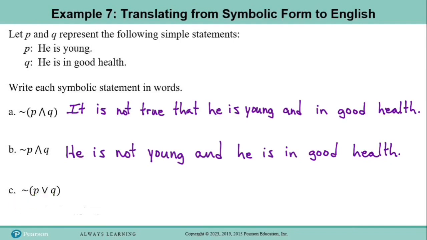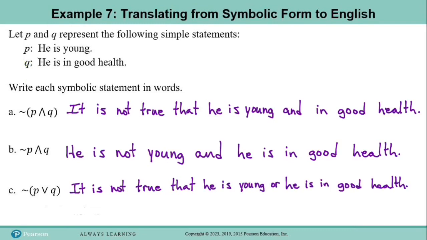So again, I think I would start by saying it is not true that, just to show that everything that comes after the word that is going to be negated. So it is not true that he is young or he is in good health. Or I think you could get the same meaning by leaving out the subject in the second part of the sentence. So I think you could say it is not true that he is young or in good health.